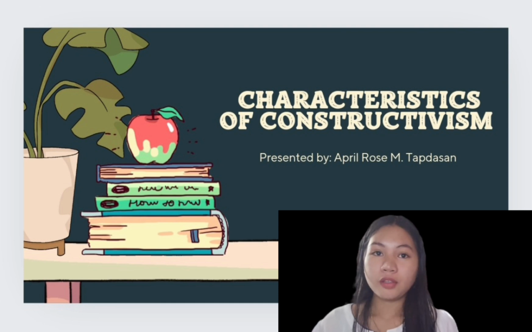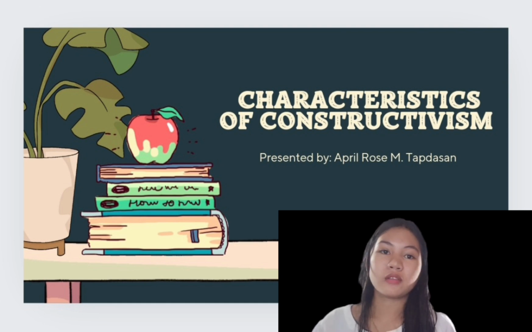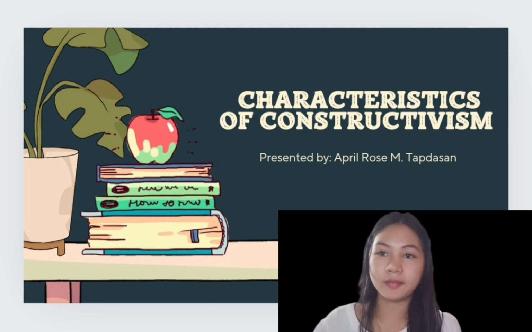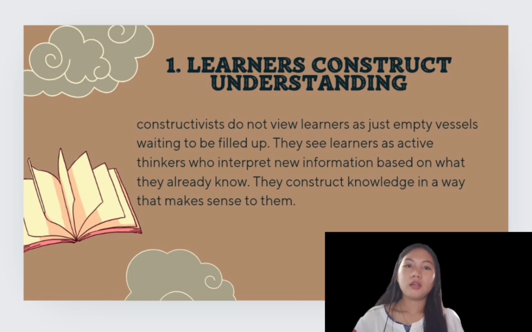So, the first is learner construct understanding. Second is new learning depends on current understanding, and third is learning facilitated by social interaction. And lastly, meaningful learning occurs with an authentic learning task. Let's tackle the learner's construct understanding first.